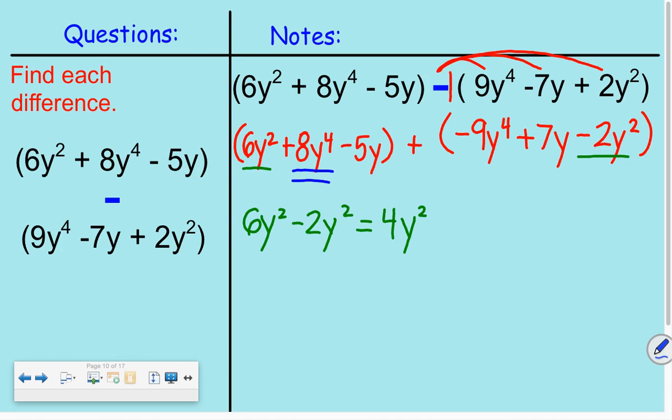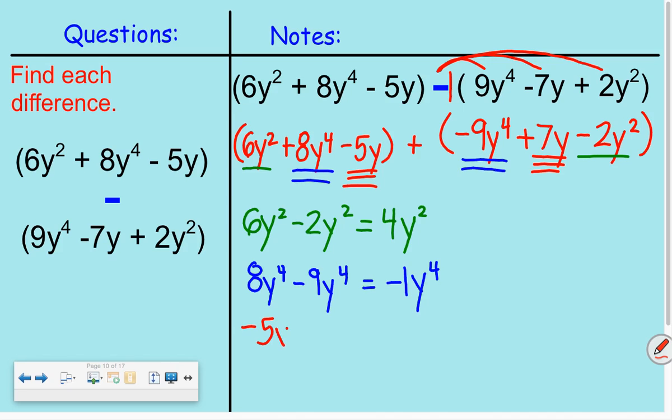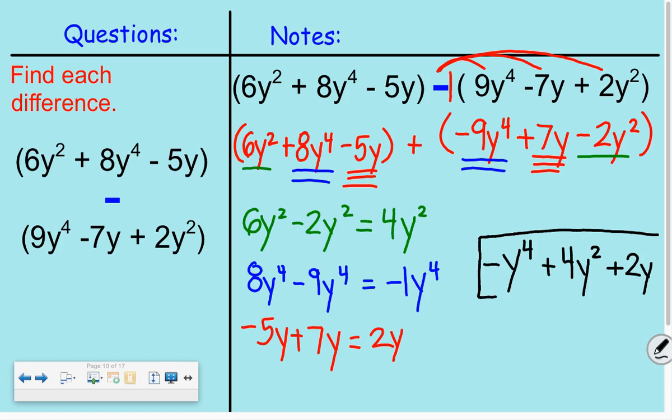8y to the 4th and negative 9y to the 4th can be combined, and we get negative 1y to the 4th. And then negative 5y and 7y can be combined to make 2y. So then I'm going to take those three parts and write my answer. Remember, you want to go biggest exponent to smallest. So negative y to the 4th is going to come first, then 4y squared, and then 2y. So that is my answer.